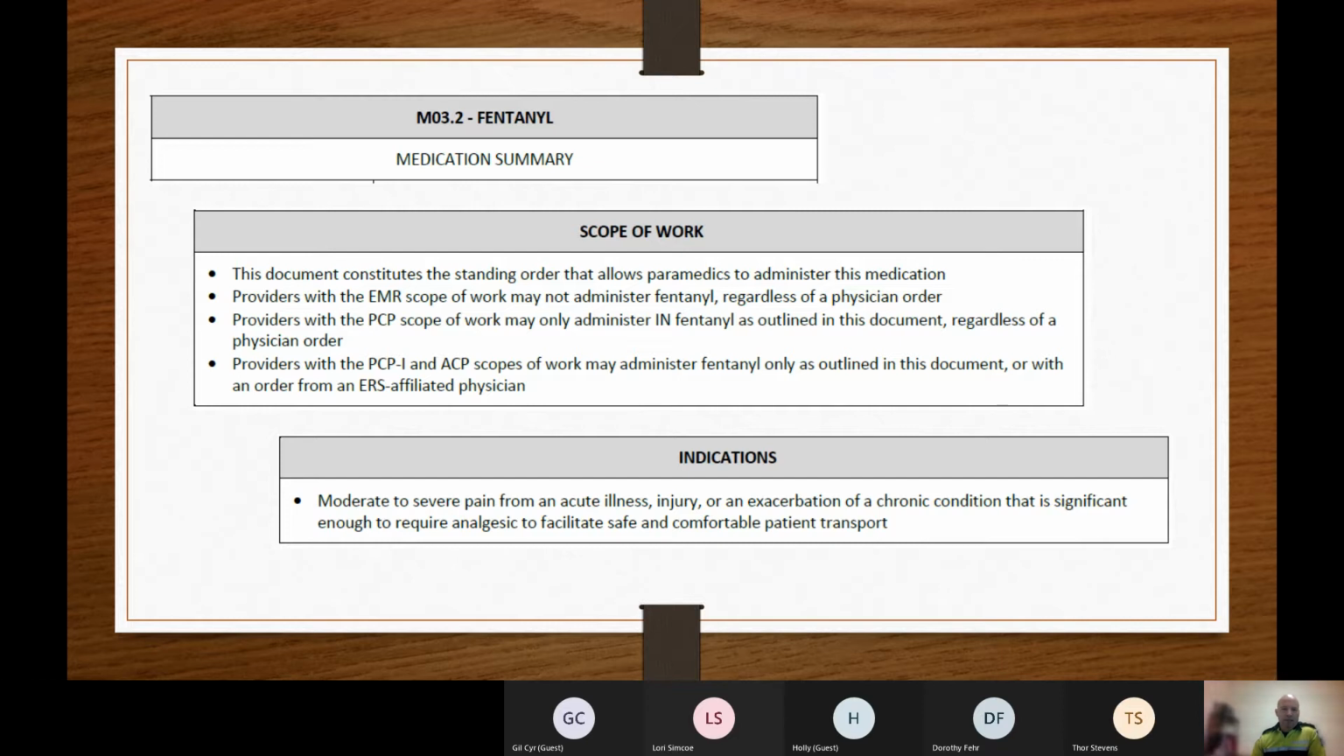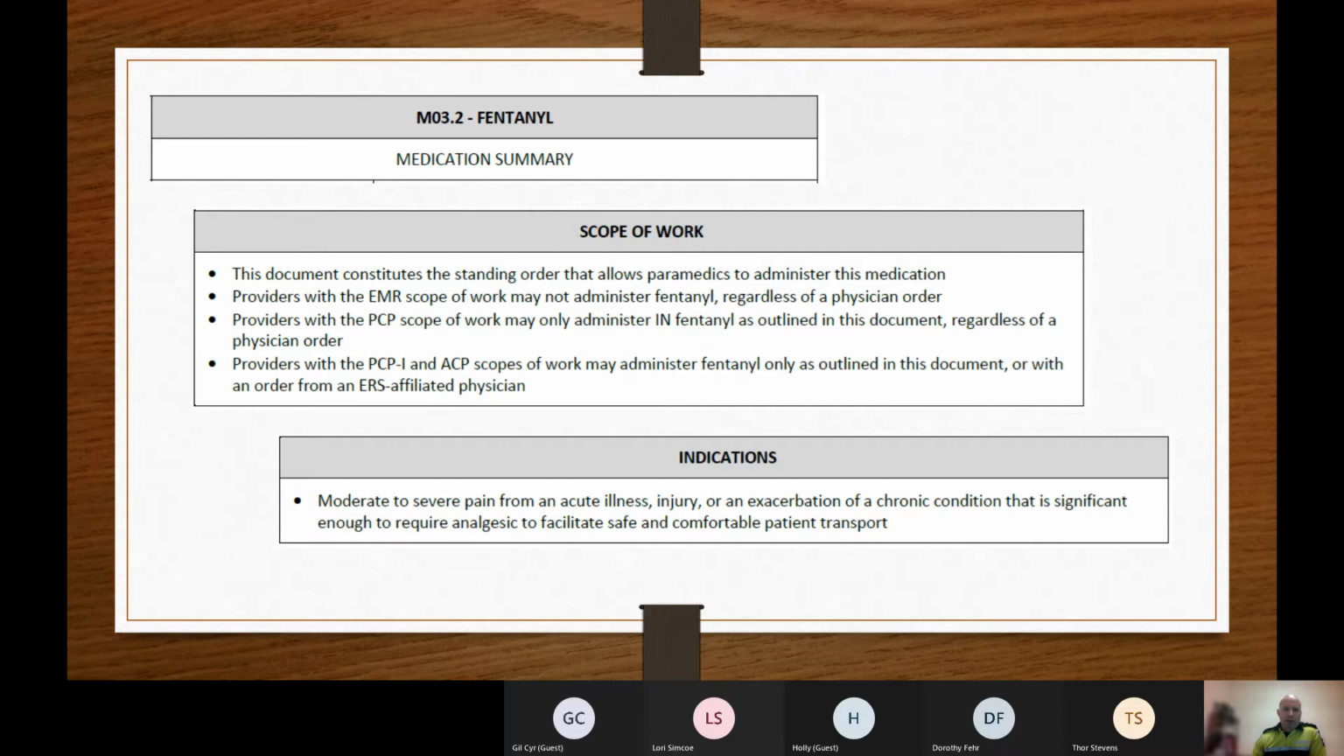So basically providers in the EMR scope may not administer fentanyl at all, even with a physician's order. So providers with PCP scope of work may administer IN fentanyl. So we just got the go-ahead to reintroduce intranasal medication administration yesterday. So with that, if you are going to use intranasal, you have to wear all your extended PPE. So wearing all the stuff, the gown, the mask, everything. But at least we have that route for access now again. So PCP and ACP can give fentanyl other routes, but for PCP, it's still just intranasal.